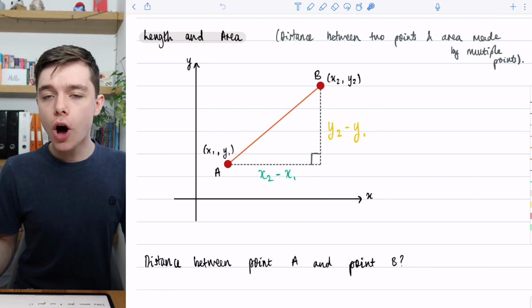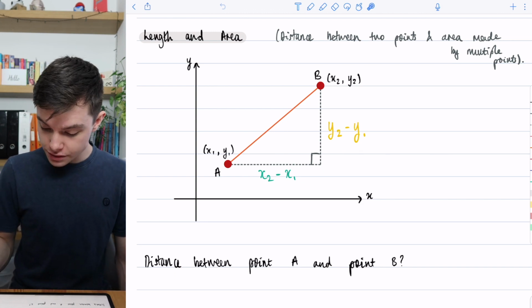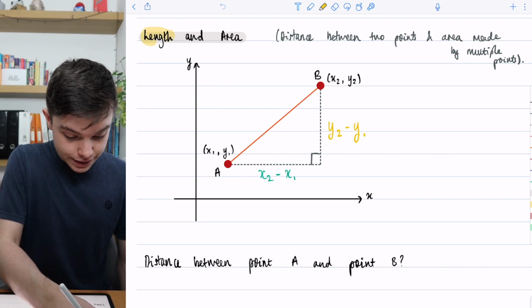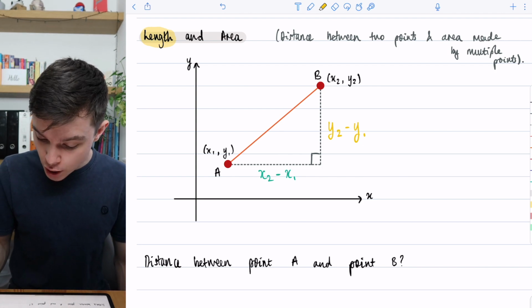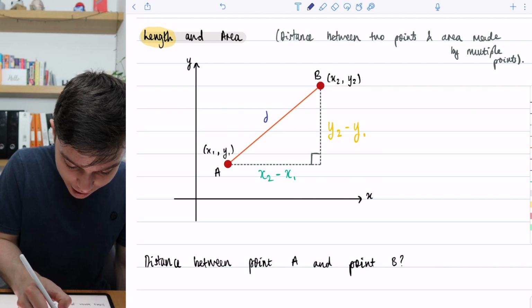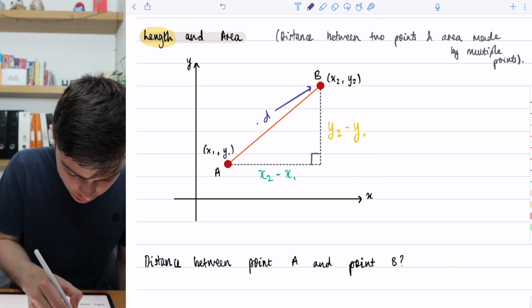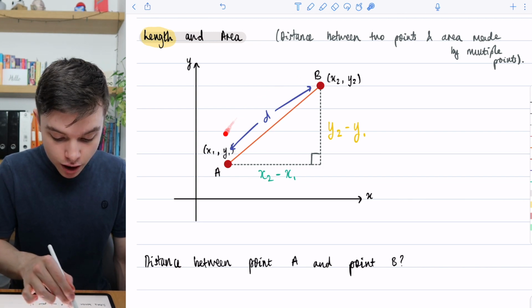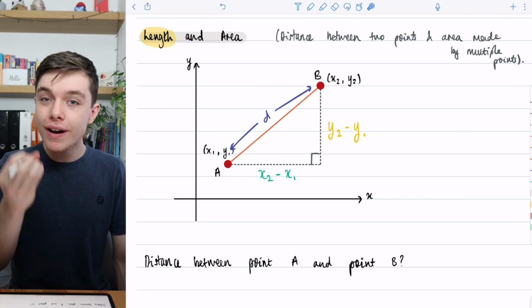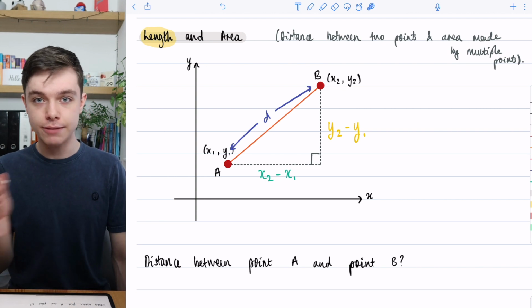So what if we're not wanting to work out the gradient? What if we're wanting to find the length? In other words, the distance between 2 points. What if we are trying to work out D? If I call this length between A and B, this orange line here, D, how can we work out the length of D?